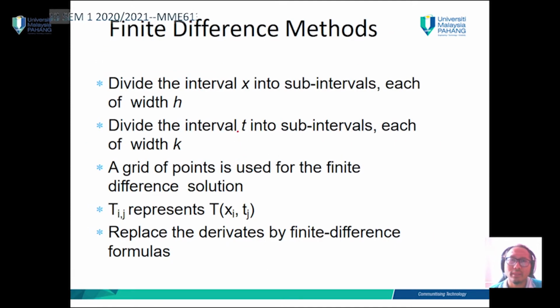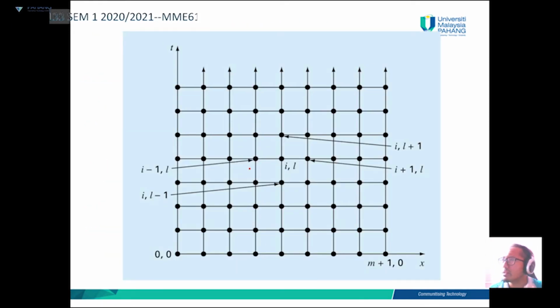Using finite difference methods, first we are going to divide the interval x into subintervals, each with the same width h. And we are going to divide the time interval t into subintervals with width k. We are going to put a grid of points to be used for finite difference solutions, and we are going to use T(i,j) to represent T(x_i, t_j), where x is the location and t is the time. Replace the derivatives by finite difference formulas. So this is going to be our grid.